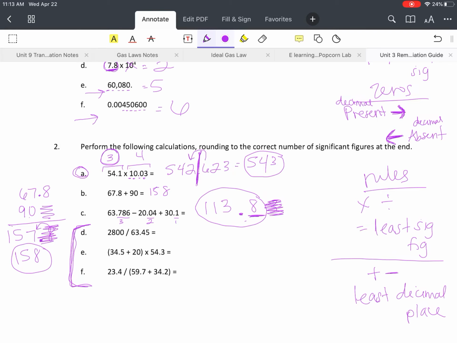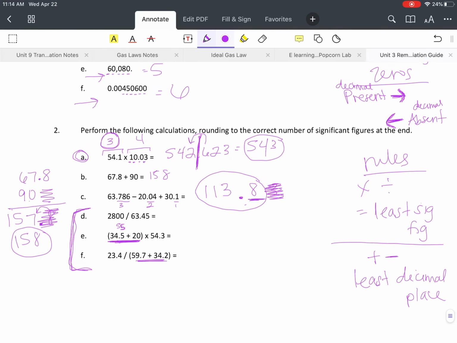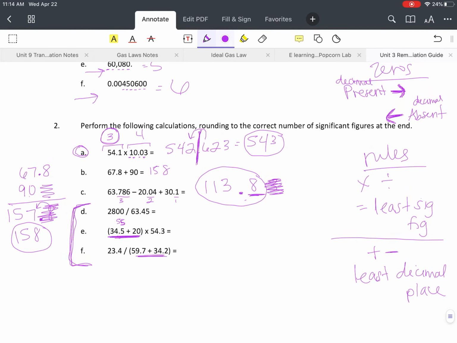Okay, so again, I'll post a key for these last 3, but I want you to try them yourself. Make sure you're looking at, like here, we have some order of operations. We have to add this first before we multiply. Same thing here. We're adding this first before we divide. So just keep that in mind with your rules. So here, when I add this, which number has the fewest decimal places? The 20. So that means that my answer when I add these is going to be a whole number. 34.5 plus 20, my answer is just going to be 55, because I can't have that decimal. It has to be a whole number.